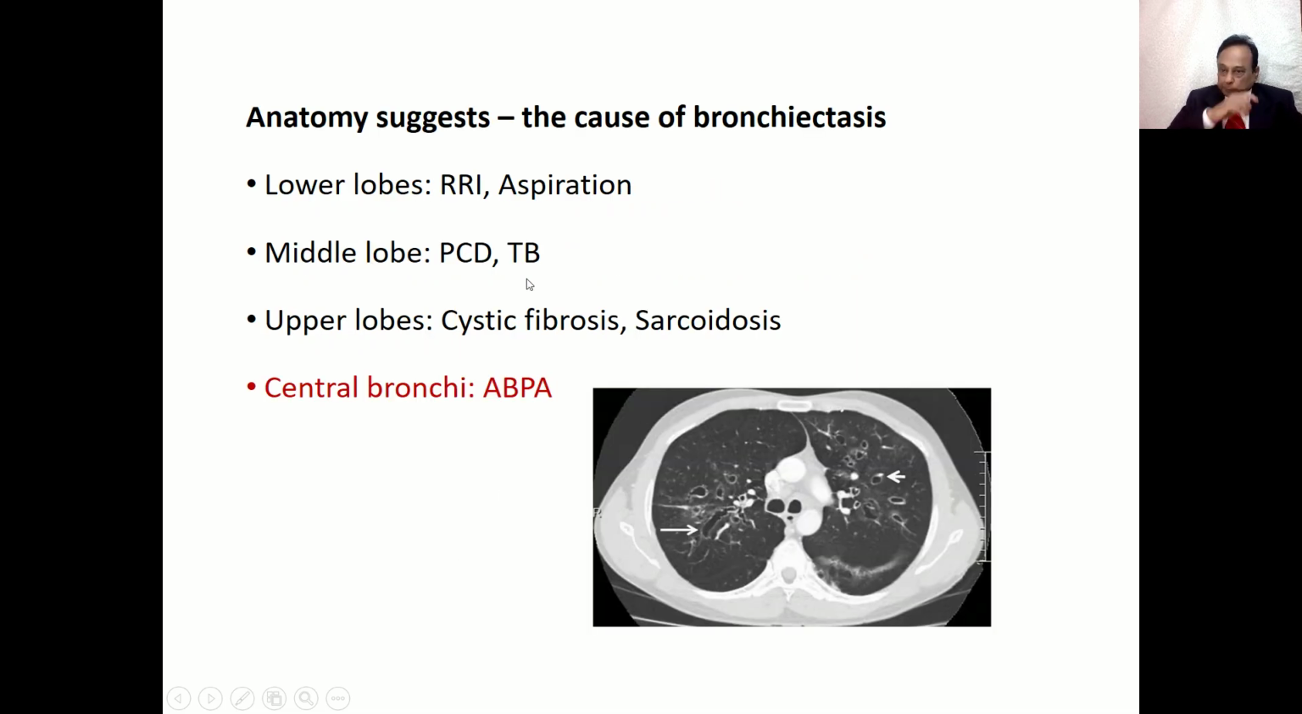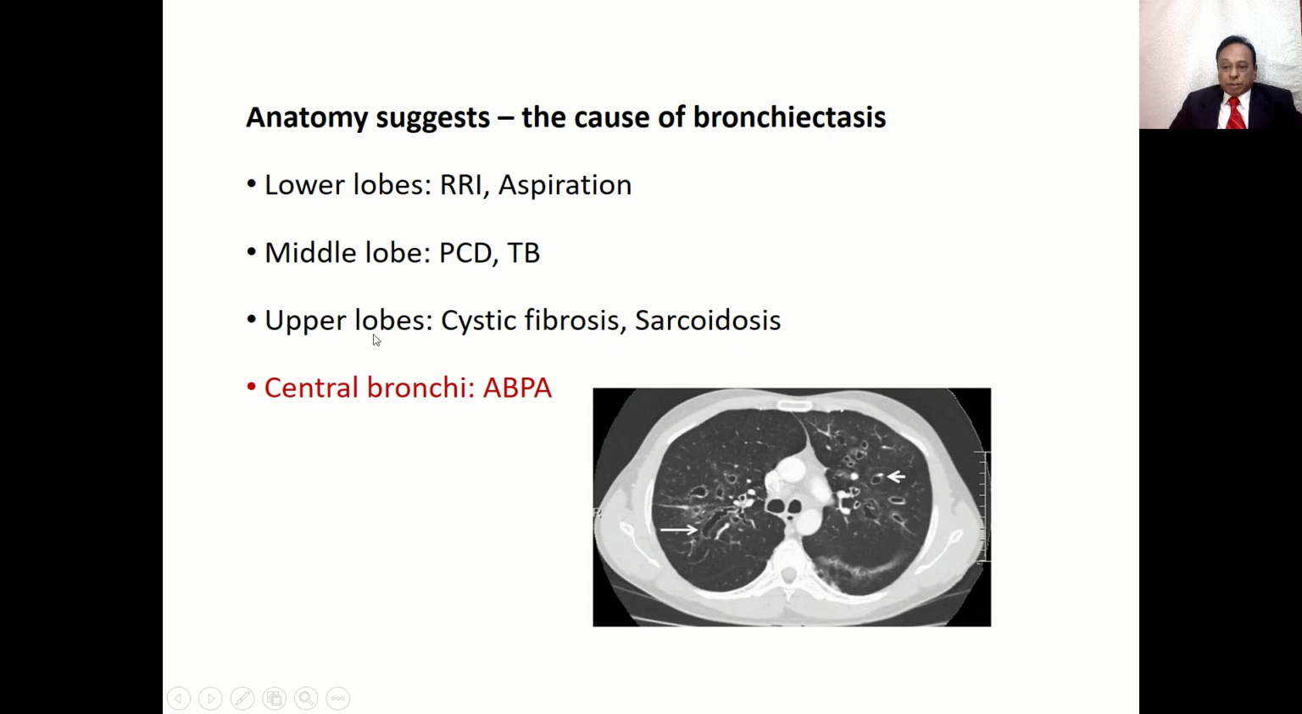Coming to the anatomy, bronchiectasis can happen in the lower lobe, middle lobe, upper lobe or in the central bronchi. All these things may suggest the possible cause, though you cannot make a diagnosis from them. For example, anything that happens in the lower lobe might be due to recurrent infection or aspiration. In the middle lobe, bronchiectasis is always associated with tuberculosis, or in developing countries, primary ciliary dyskinesia.